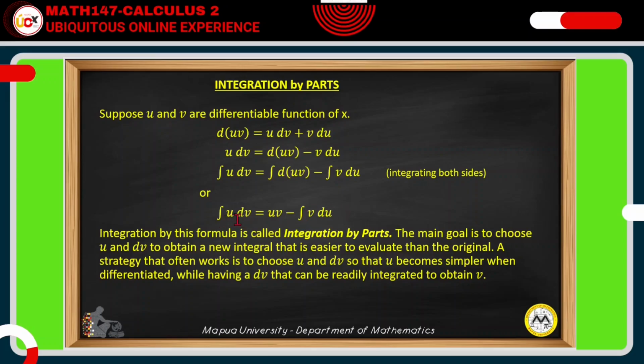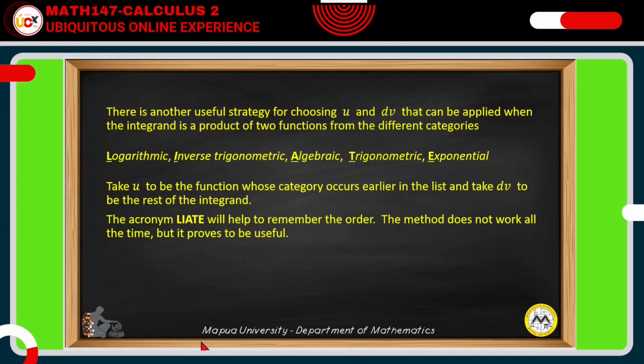To evaluate an integral of this form, the integral of u dv, the main goal is to choose u and dv to obtain a new integral that is easier to evaluate than the original. A strategy that often works is to choose u and dv so that u becomes simpler when differentiated, while having a dv that can be readily integrated to obtain v. There's another useful strategy for choosing u and dv that can be applied when the integrand is a product of two functions from different categories.